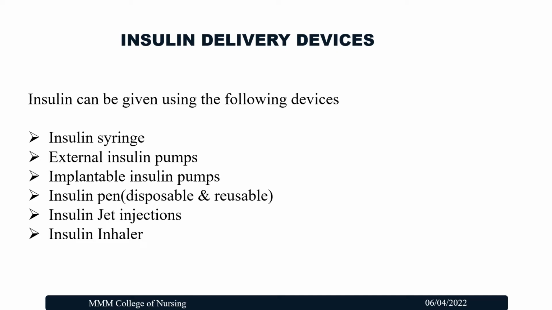So, for many patients, insulin will be the drug of choice for managing their blood sugar. There are many delivering devices available. From this slide, let's see what are all the various devices used to administer insulin injection. The first one is the insulin syringe, then external insulin pump, implantable insulin pumps, insulin pen, either disposable or reusable, insulin jet injection, and insulin inhaler. We'll see the details from the next slide onwards.